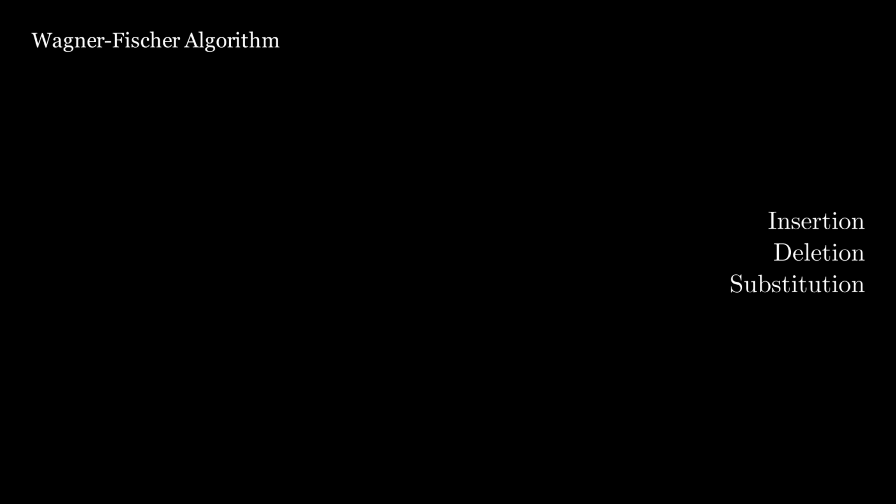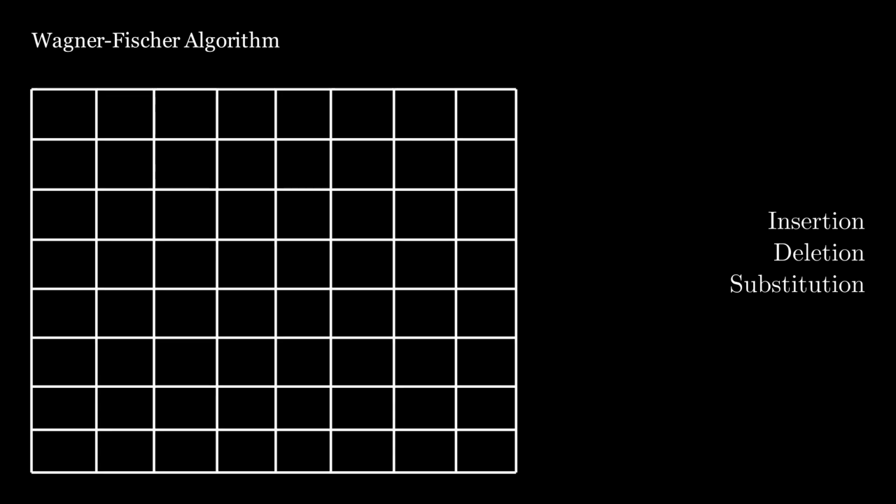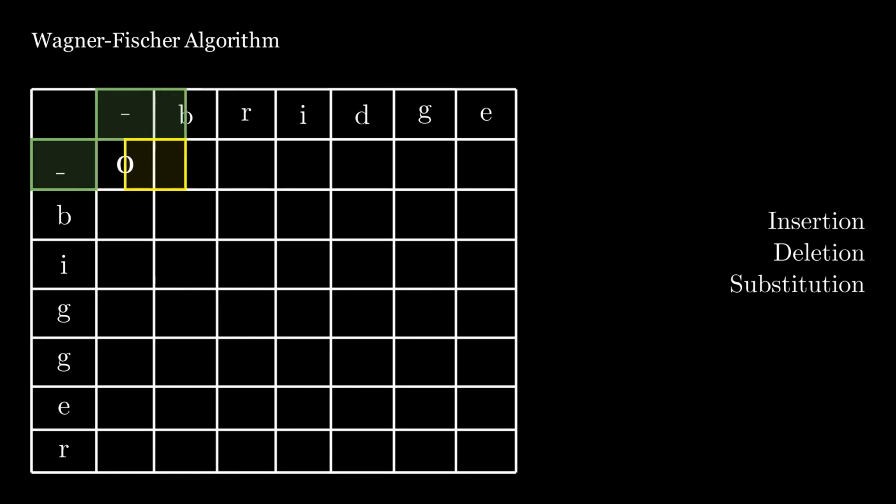Now let's look at how the Wagner-Fischer algorithm actually works. We'll use a table to find the minimum number of operations needed to transform the word bigger into bridge. We'll put each letter of bigger into the column on the left and each letter in bridge into the row on the top, starting with an empty character each time. Starting with the top left cell, how many operations does it take to transform an empty string into an empty string? Well, it takes 0 operations.